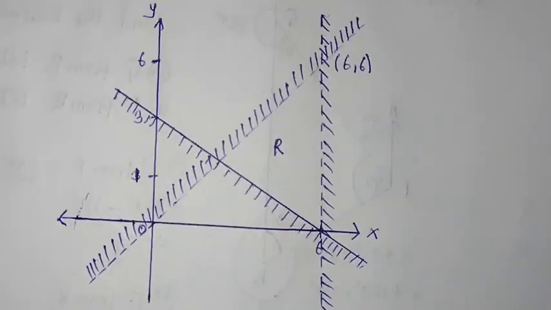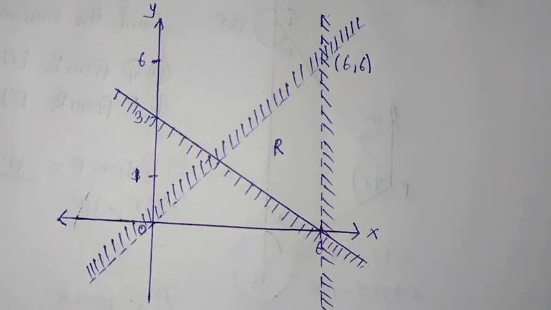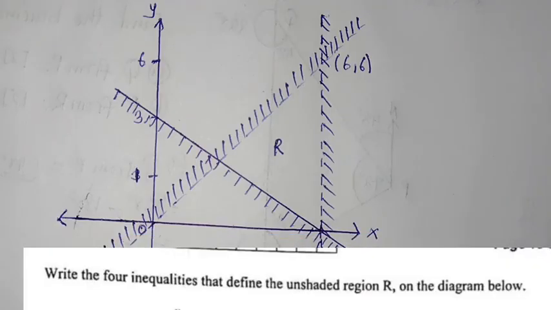So in this presentation, I want us to answer this question that is coming from linear programming. This is a question that came in Mathematics Paper 1 for 2024 GCE candidates, and this was question 21. The question reads, describe the four inequalities that define the unshaded region R on the diagram below.